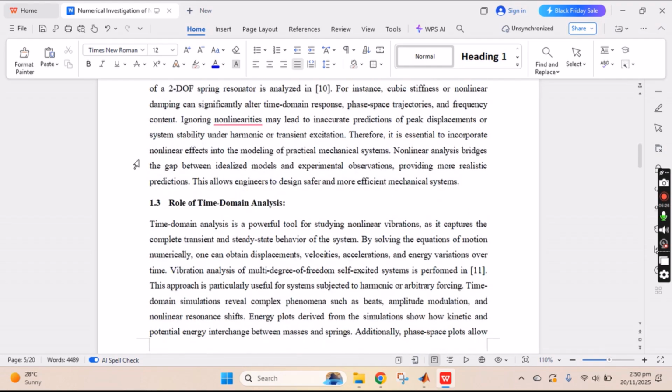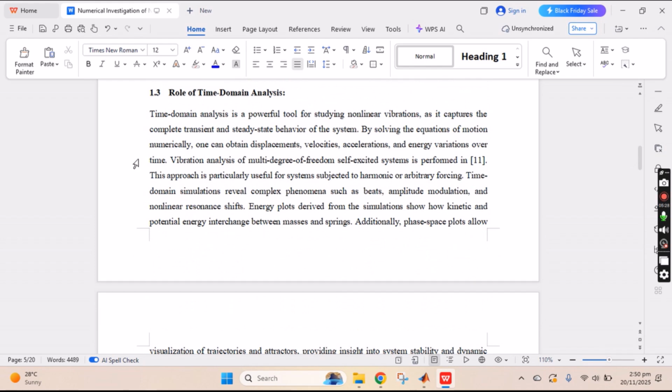So, in the role of time domain analysis, the time domain is one of the powerful tools with which we study the nonlinear behavior, and the transient and steady state behavior of the system. We solve the equations of motion numerically. One can obtain displacements, velocity, as well as acceleration and energy variations over time.